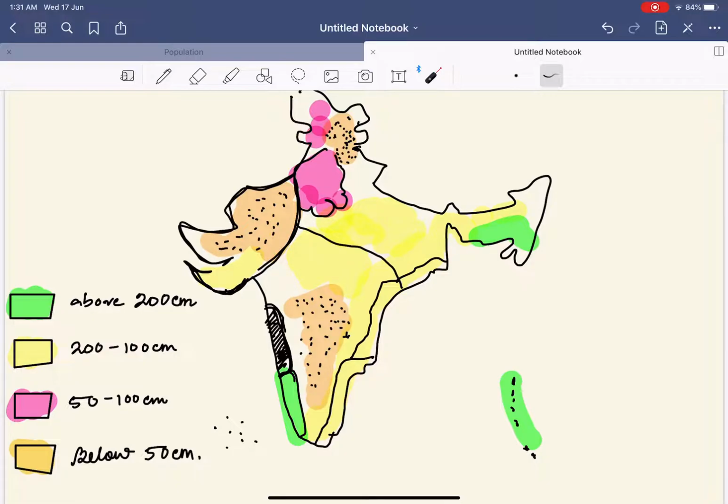Whereas, as you can see, between this 200 to 100 centimeter rainfall, you can also include this southern Gujarat region, because southern Gujarat is at a comparatively higher upland. You do not need to write this, but you have to mention some of the areas over which the rainfall is occurring, and you also have to mention the reasons, such as the Bay of Bengal branch, or the Arabian Sea branch.